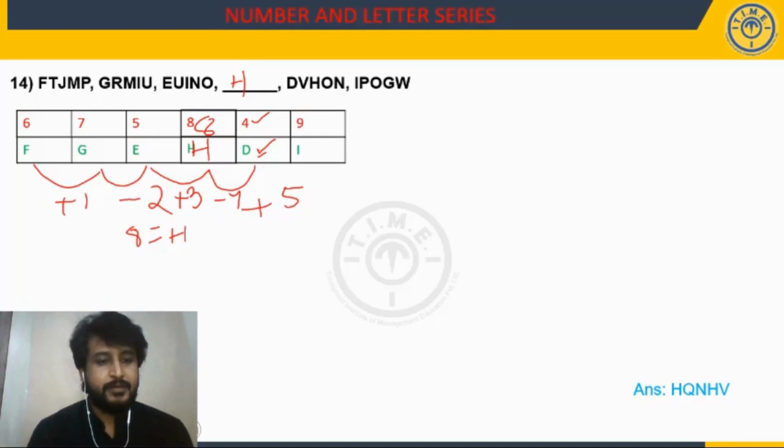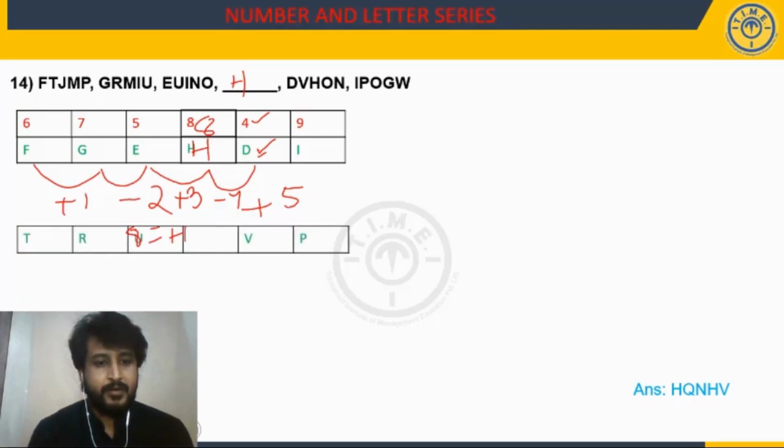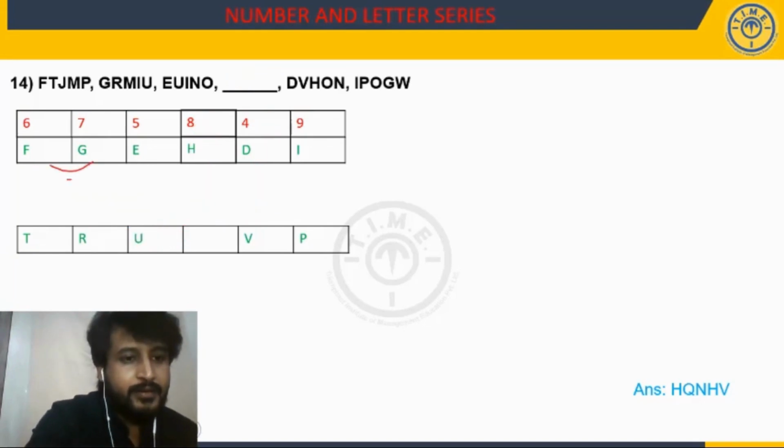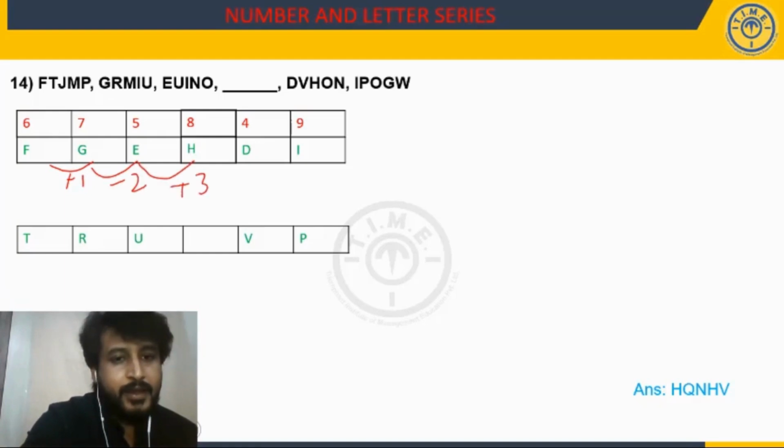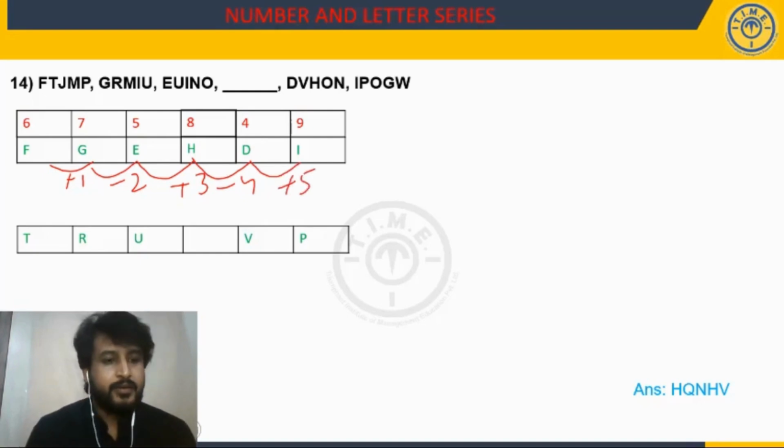H8. Okay. Now let's identify the logic in the second set of letters. I will erase the ink and again I will write the logic, and it is +1, -2, +3, -4, +5. Now it's fine. T's place value is 20, R's place value is 18, U's place value is 21, blank, V's place value is 22, P's place value is 16.